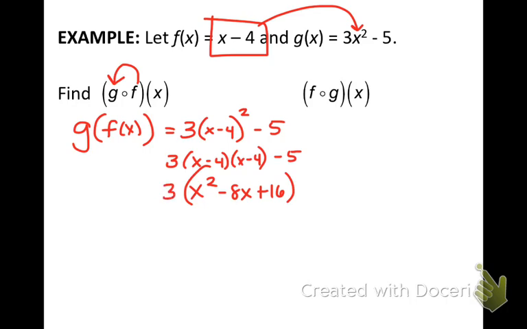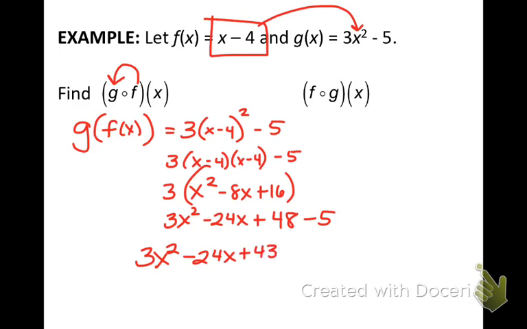Now I've got to multiply everything by 3. So 3x squared minus 24x plus, what is that, 48. Don't forget that minus 5. So combining 48 and negative 5 makes, what, 43? So 3x squared minus 24x plus 43 would be our composition there.